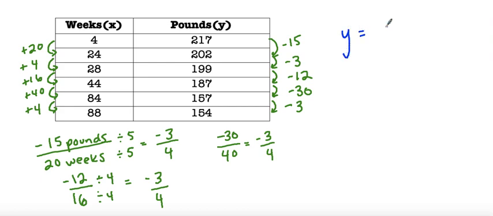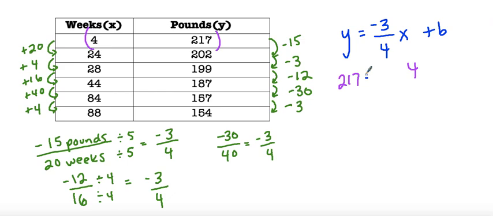So y equals negative 3 over 4x plus b, because we're not quite sure what weight they started off at. So here I don't have 0 as an x value, so we do not know what weight they initially had. So in order to find it, we're going to pick a coordinate. I'm going to pick the first coordinate, 4 and 217. So y is 217 and x is 4.